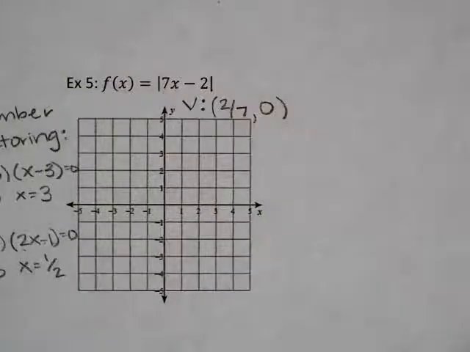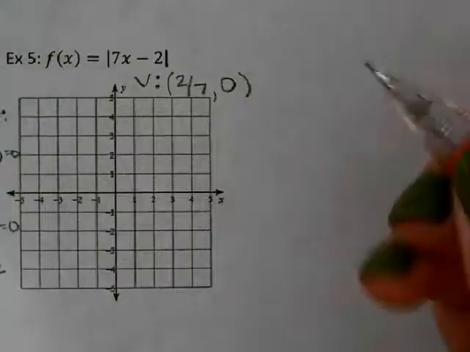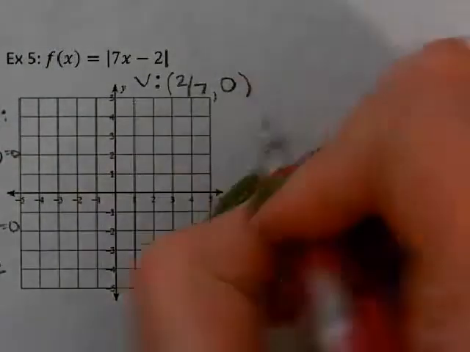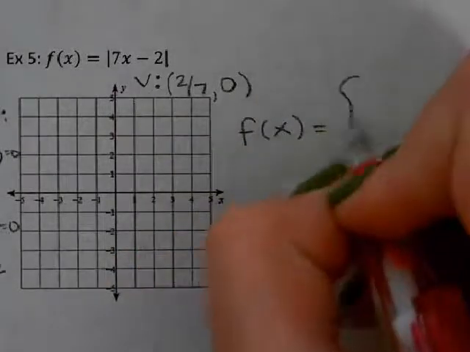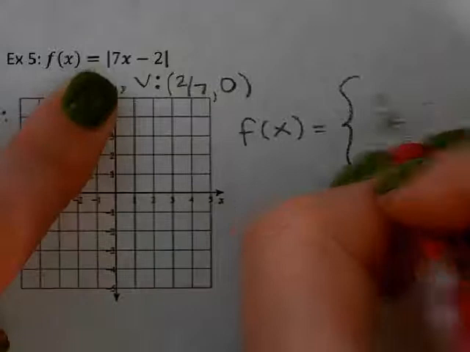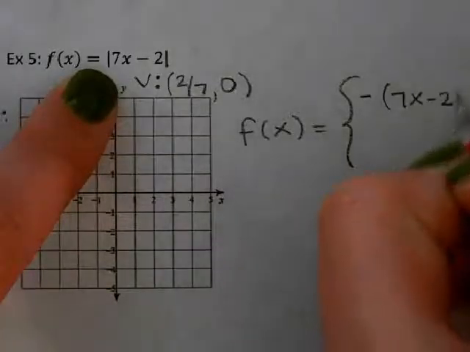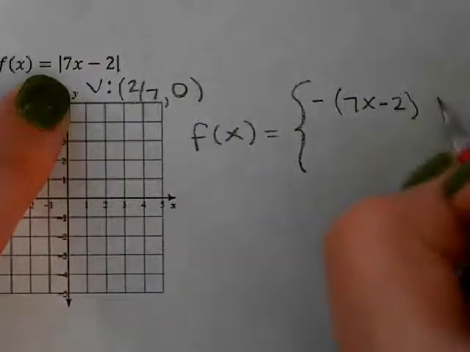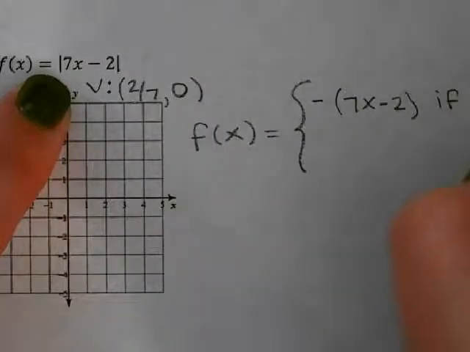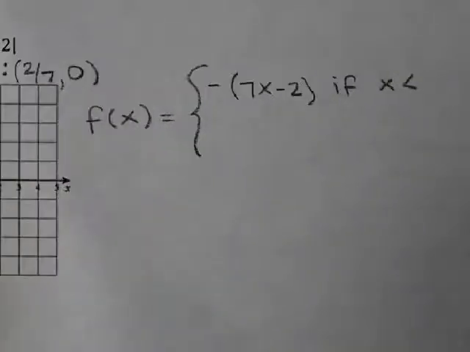All right, so how do we start writing the piecewise function? We start with the negative version, so let's go ahead and write that. We have the negative of 7x minus 2, and then there was nothing on the end. And then we say if x is less than, if x is less than what? 2/7, okay? And then what should we write?